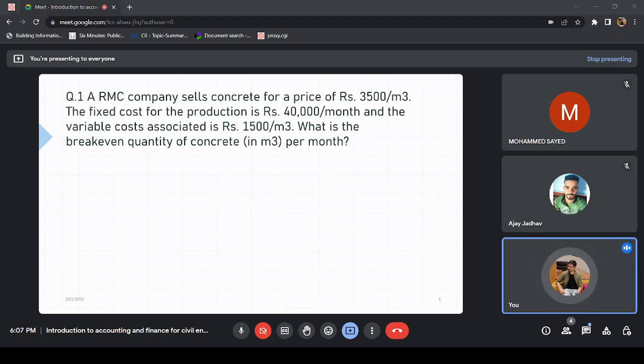So coming to the first question, RMC company sells concrete for a price of rupees 3,500 per meter cube. The fixed cost for the production is rupees 40,000 per month and the variable cost associated is rupees 1,500 per month. What is the break-even quantity of concrete? Fairly straightforward problem. We need to calculate the break-even quantity. Now, what is break-even quantity?